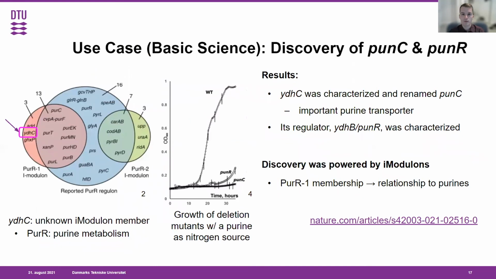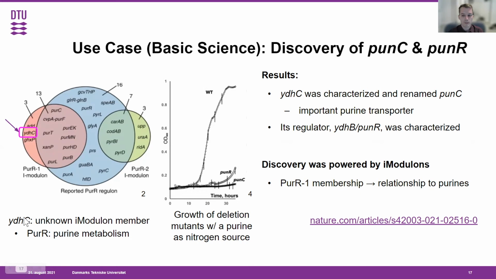And so here's a basic science use case of iModulons. Here you can see the PurR iModulon, which was found in E. coli, and again had some of these genes that were sort of unexpectedly grouped together. One of these genes was called ydhC, which at the time was just a putative transporter. And we know that PurR regulates purine metabolism. So there was the hypothesis that maybe ydhC is involved with that.